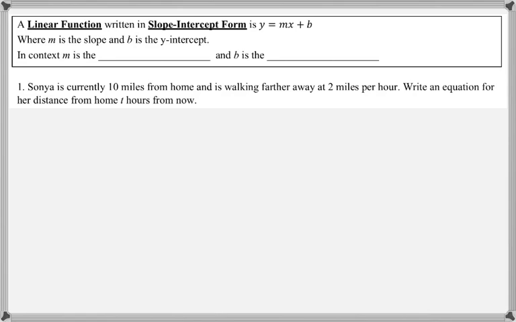However, in the context of many of the story problems, m is going to be the rate of change. So a slope is a rate of change. And b is going to be your initial value.